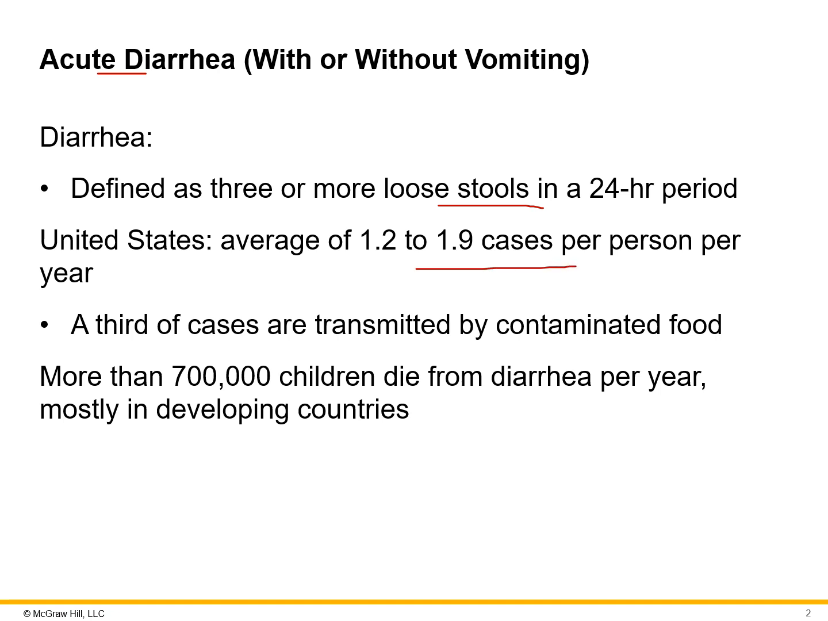Of course, huge incidence. It's estimated every person will get at least 1 bout of diarrhea throughout a given year. One third of those cases are actually transmitted from contaminated food. So some are just from an infection, some are from contaminated foods. And just to put it into perspective, about 700,000 children die from diarrhea, mostly in developing countries. Thankfully, in developed countries like the US, people typically do not die from diarrhea, but just to put it into perspective, this is a life-threatening illness for many throughout the world.